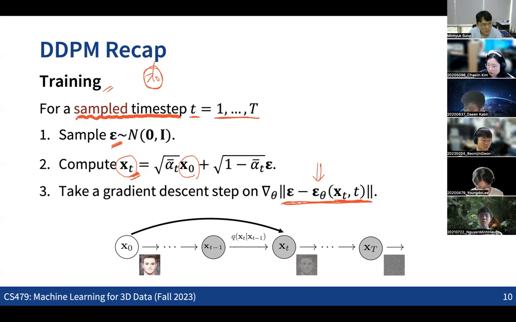Also, one key thing is that we repeat this process not in a sequential way, but from any arbitrary sample x0, we sample a time step t, jump to the time step t with some sampled noise, and check whether we can recover the noise that we added using the noise predictor.